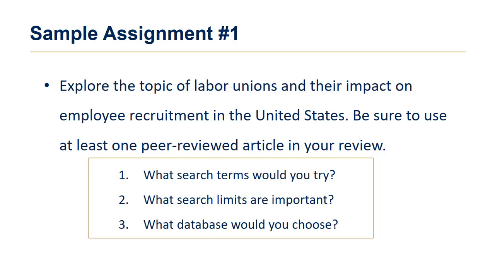One of the first things you should do when faced with a new assignment is to ask yourself 3 important questions. What search terms would you try? What search limits are important? And what database would you choose? This sample assignment contains some very specific keywords and phrases that can be used to build a successful search. They are labor unions, employee recruitment, and United States. Also, this search calls for limiting your search to peer-reviewed articles only. Finally, because this assignment is found in a business course, a business database is probably your best option.